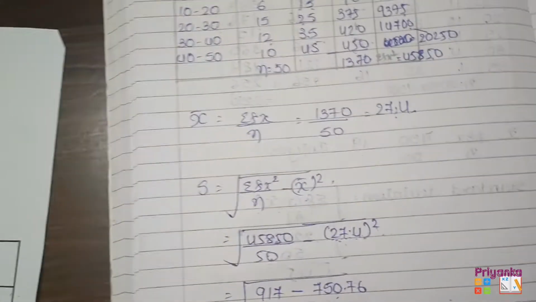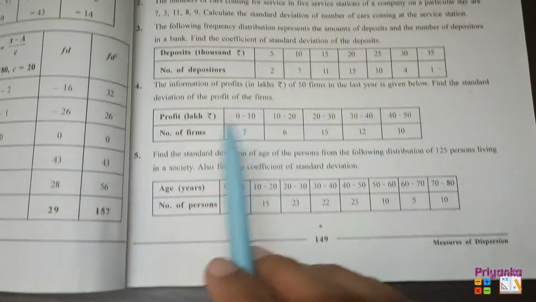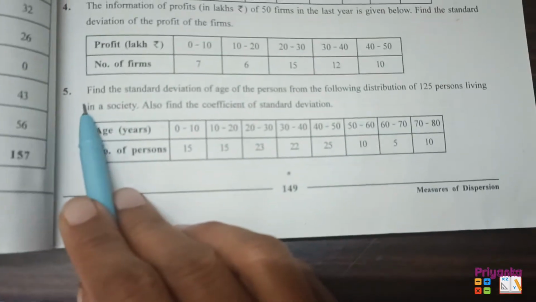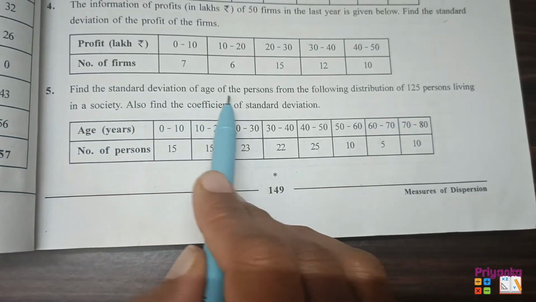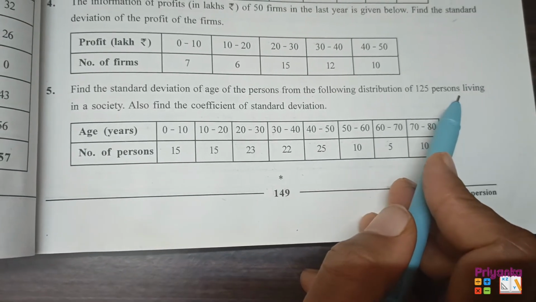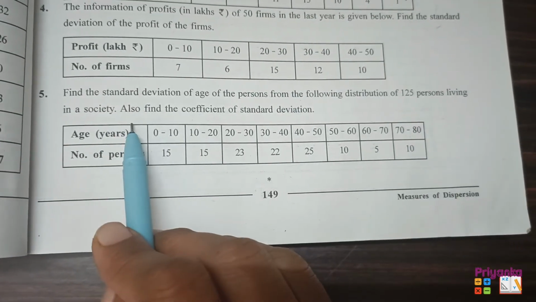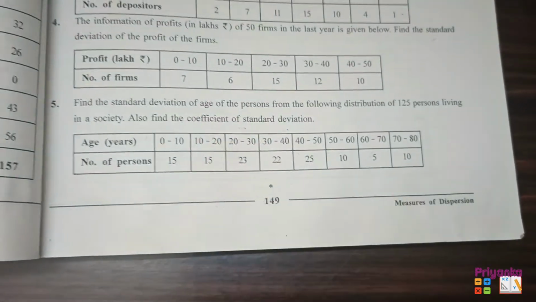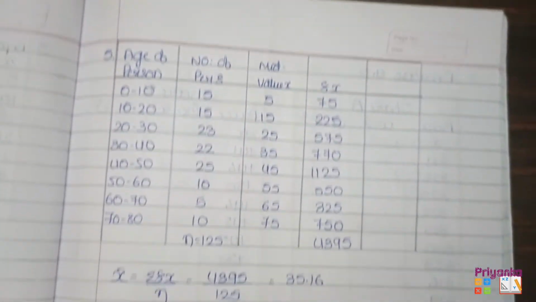Now in this question it has been asked to find out the coefficient of standard deviation, so here we are not going to find out the third step. Moving to the next question, number 5. Find the standard deviation of age of the person from the following distribution of 125 personnel living in the society. Also find the coefficient of standard deviation.